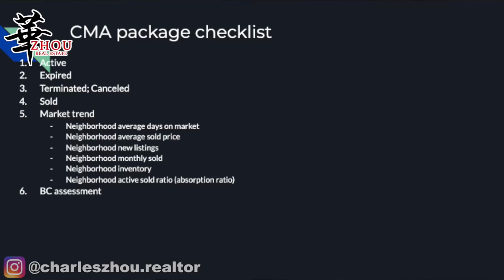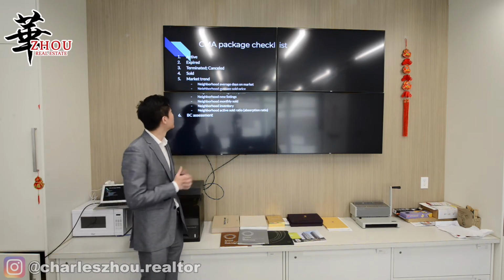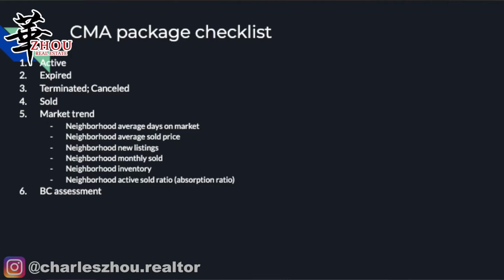For CMA, number 1, you have to find out active listings, what is comparable in the market. All the active listings are your competition, okay? Number 2, expired. What kind of listing expired? The price doesn't work, so they expire. Terminated and cancel are the same. The price doesn't work, so they have to cancel and terminate. Sold are the most important, okay? Because everything sold is the market price. So if this house is sold for 1 million, then the market price is at 1 million at this moment.